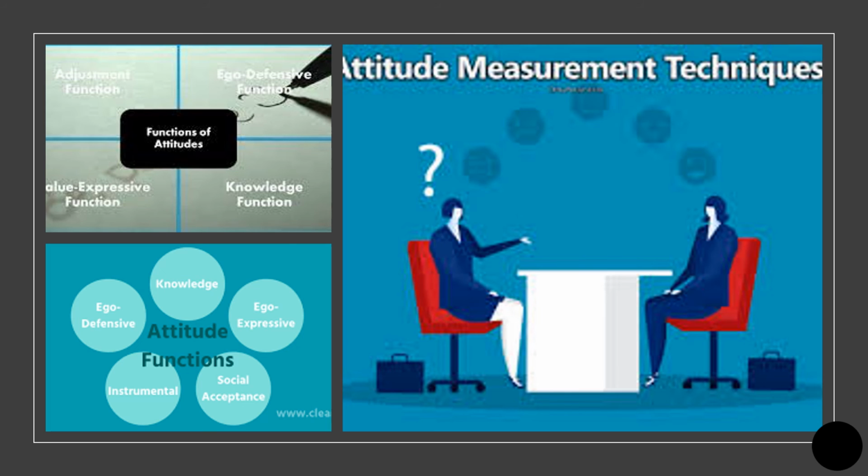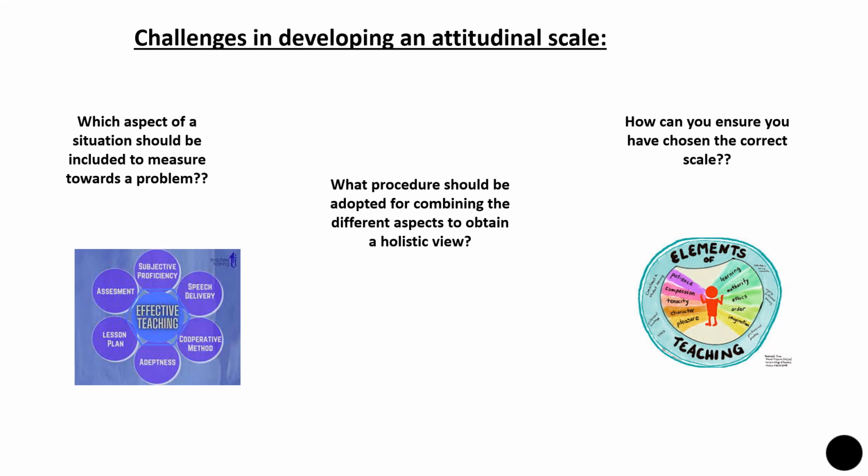However, there are certain difficulties in developing an attitudinal scale. You are likely to face three main problems. Firstly, which aspects of a situation or issue should be included when seeking to measure an attitude towards an issue or problem? For example, what aspects of teaching should be included in a scale to find out the attitude of students towards the lecturer? Should you talk about the communication, delivery, knowledge, etc.? Secondly, what procedure should be adopted for combining the different aspects to obtain an overall picture? And thirdly, how can one ensure that a scale really is measuring what it is supposed to measure?